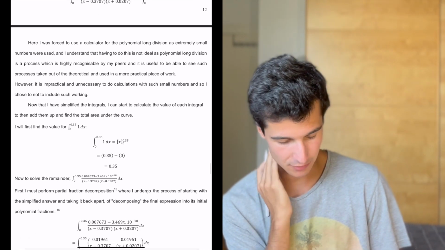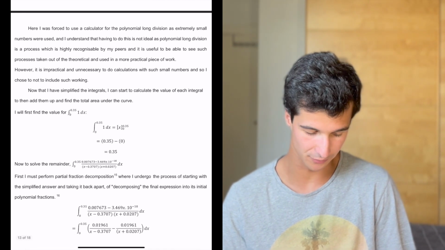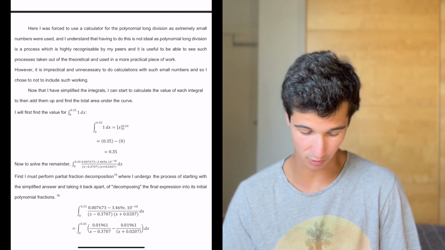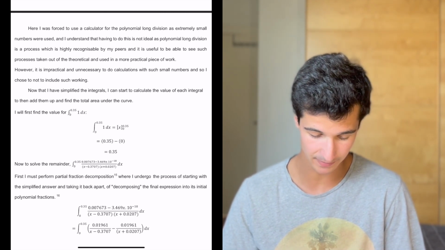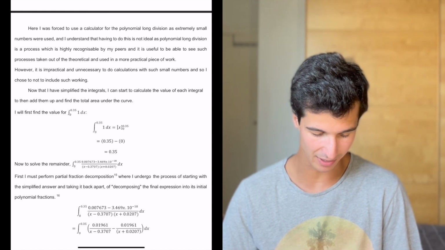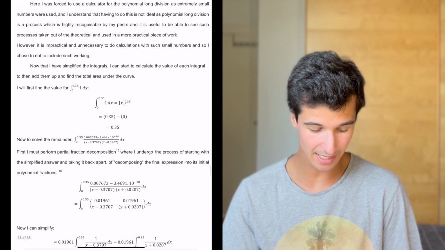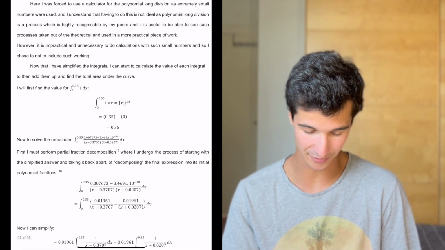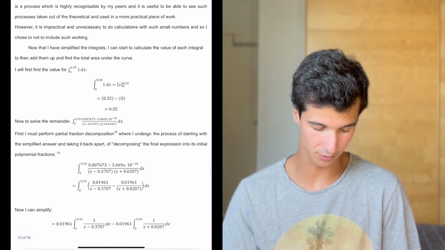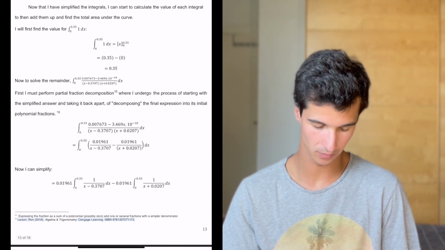Here, I was forced to use a calculator for the polynomial long division, as extremely small numbers were used. And I understand that having to do this is not ideal, as polynomial long division is a process which is highly recognizable by my peers, and it is useful to be able to see such processes taken out of a theoretical and used in a more practical piece of work. However, it is impractical and unnecessary to do calculations with such small numbers, and so I chose to not include such work in. So basically, I just stuck it into a calculator online and it did it for me.